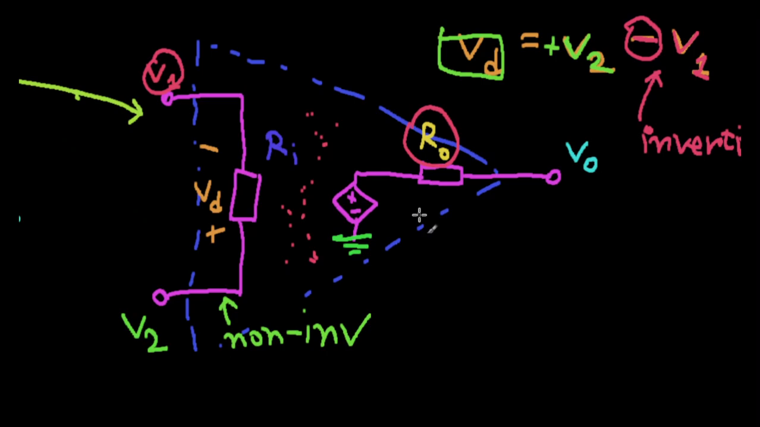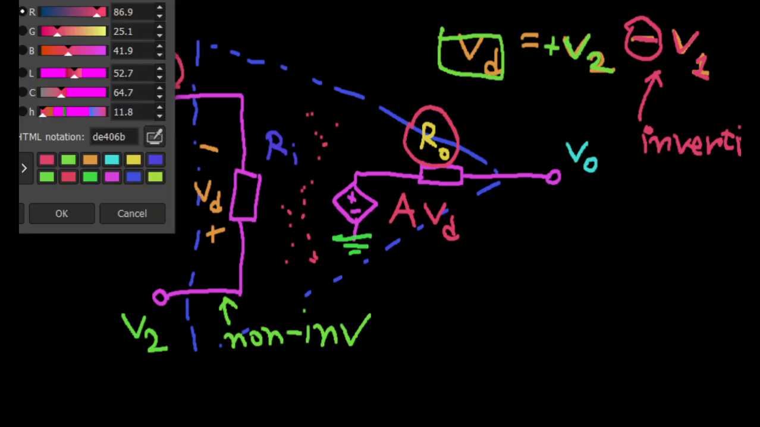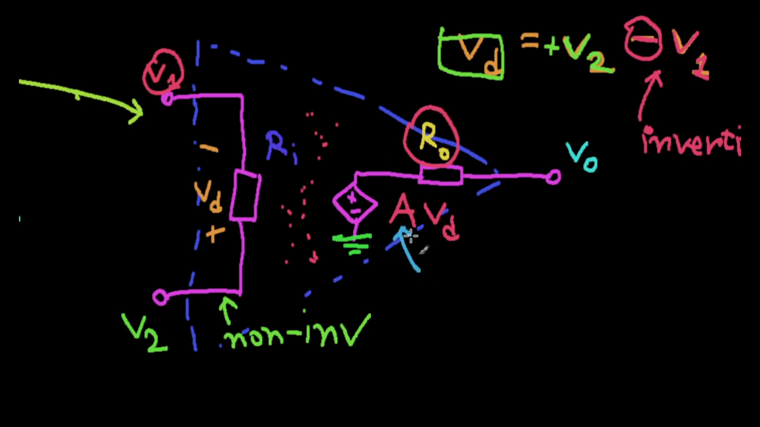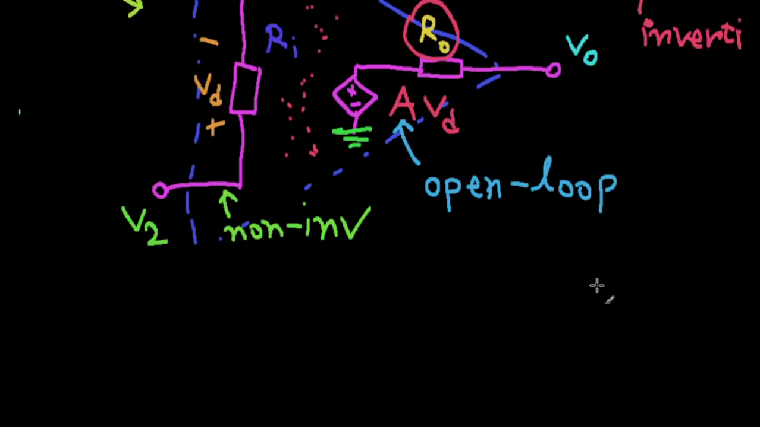This is actually dependent on my V sub D. The value of this voltage is actually A times V sub D. And well, what is A? It does have a name. It's the factor by which you're multiplying your voltage difference. This is called, let's get this right, I don't want to make a mistake here, the open loop voltage gain. Open loop voltage gain.